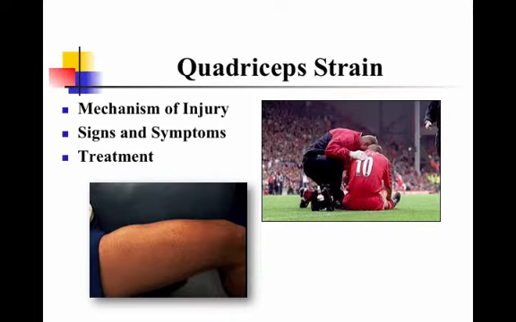The management is RICE, the use of crutches if the athlete is unable to walk without limping, the use of a neoprene sleeve for compression and support, and gradual progressive range of motion stretching and strengthening exercises depending on the grade of the injury.